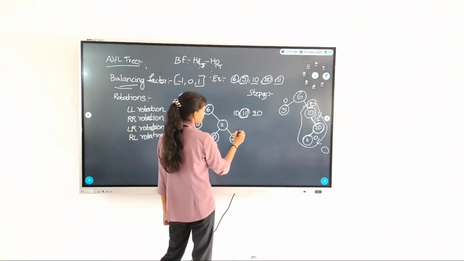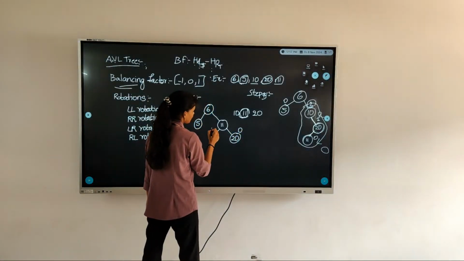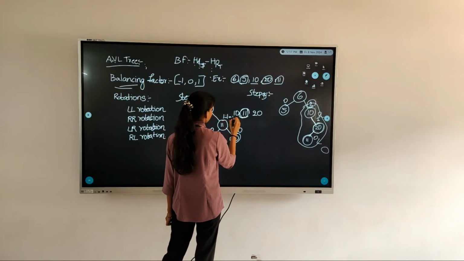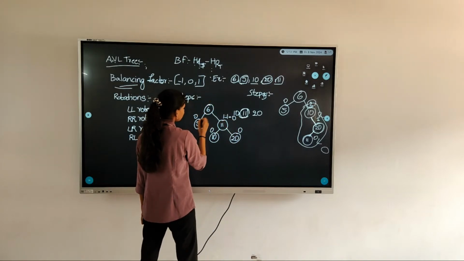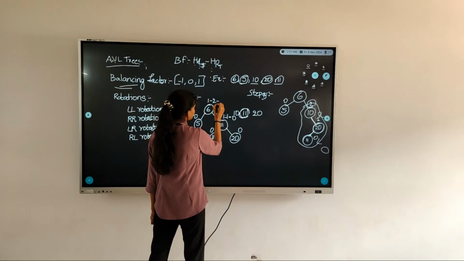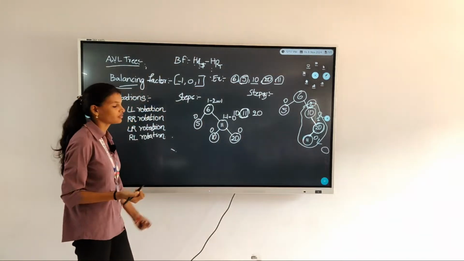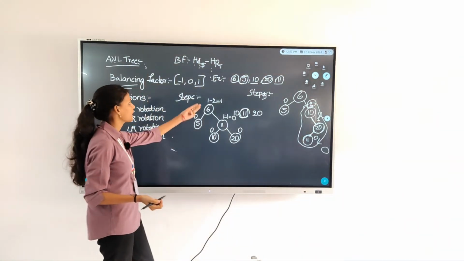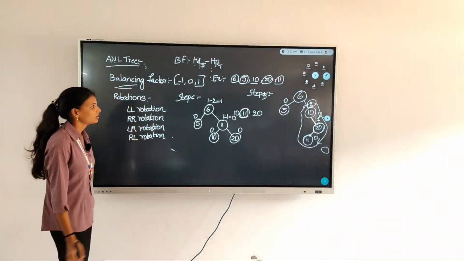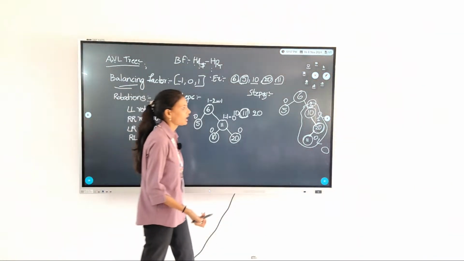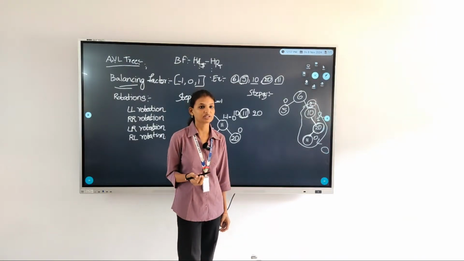Once check the balancing factor. Here the balancing factor is 0, 0, and 1 minus 1 equals 0, 0, 1 minus 2 equals -1. So it is a balanced tree. Finally we get the balanced AVL tree by following the rotation steps and other things. Anybody have any doubts?